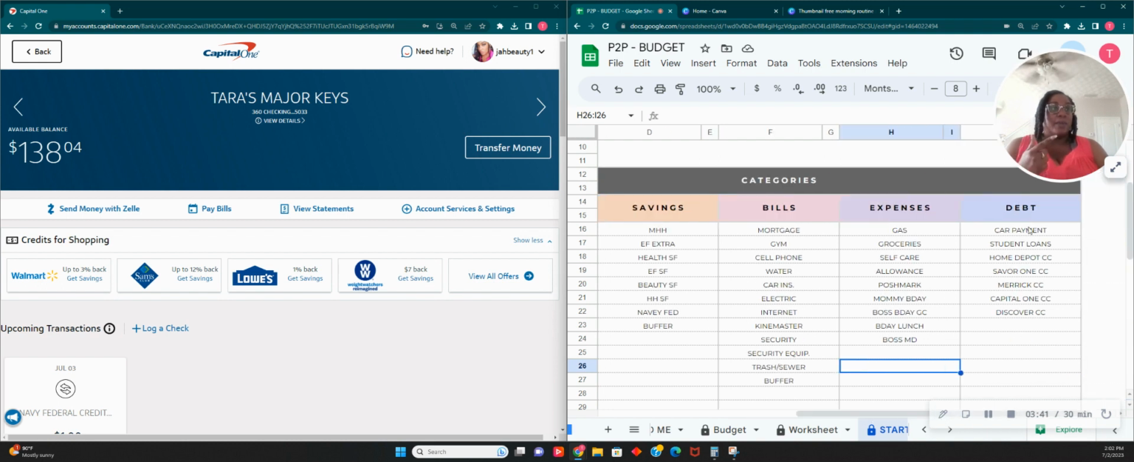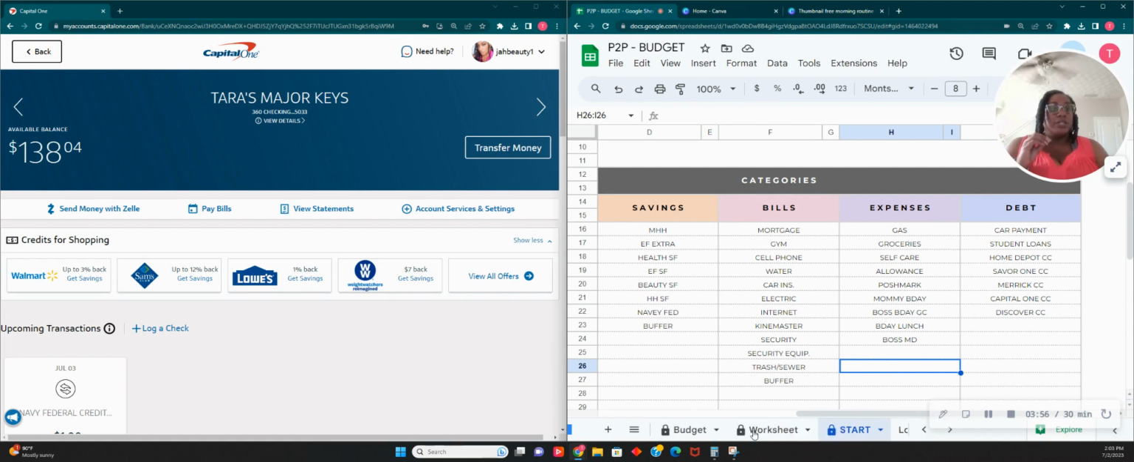And debt, I have the car payment, student loans, Home Depot credit card, Saver credit card, Merit credit card, Capital One, Discover credit card. Please be advised, if you're new here, there's not money on all of these credit cards. They're just credit cards that I own that I like to keep track of. So moving to the next.